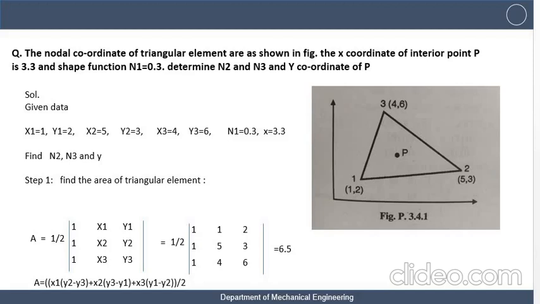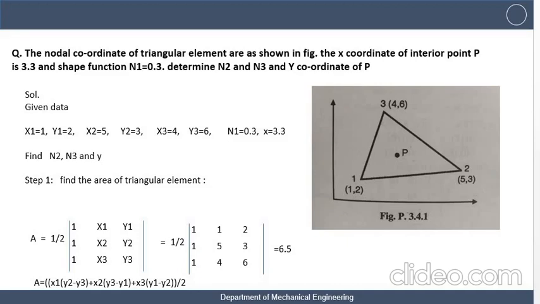Okay, so first write down the given. x1 is equal to 1, y1 is equal to 2, x2 is equal to 5, y2 is equal to 3, x3 is equal to 4, y3 is equal to 6, n1 is equal to 0.3 and x is equal to 3.3. So you have to find out n2, n3 and the y coordinate. The first step is to find out the area of the triangle.